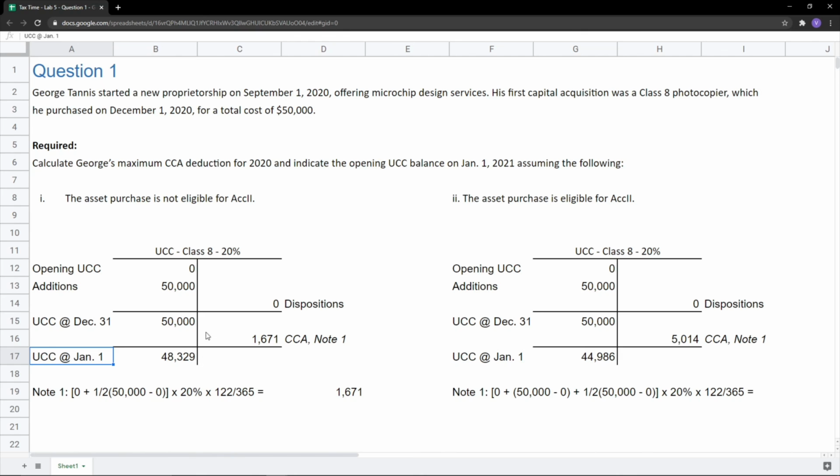Finally, we can compare and we can see that under the accelerated investment incentive, it's accelerated, right? So the capital cost allowance of 5,014 is more than what you'll see under the old half-year rule of 1,671. So over the life of both of these assets, assuming that they are both fully depleted or capital cost allowance is taken on the full amounts over their life, the total amount of CCA over their life will be the same, but as you can see, you'll be taking CCA faster under the accelerated investment incentive than you would under the old half-year rule.